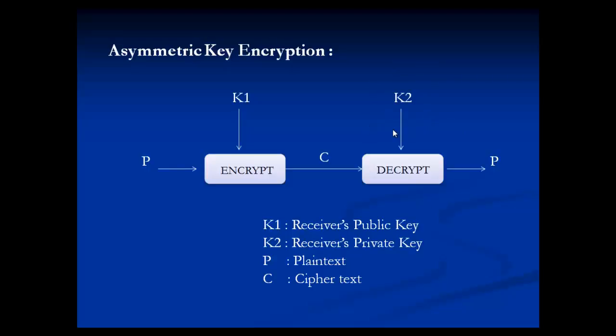This other key, K1, is the receiver's public key. The person who is receiving will decrypt the message using his own private key. This is very similar to our email processing, where we use the receiver's email ID, which is known to everyone, which is public, and he will read the mails using his own private key, which is his password, known only to the receiver. And this is how asymmetric key encryption works.